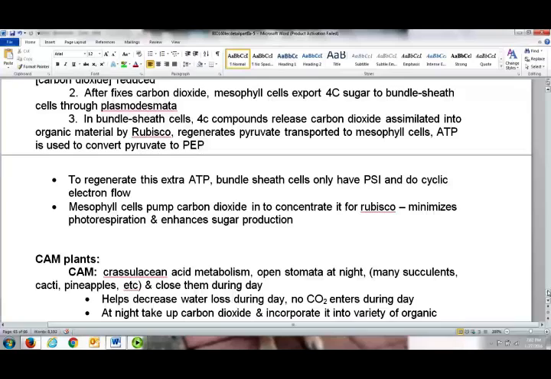So to do this extra ATP, the bundle sheath cells only have photosystem 1 and do cyclic electron flow. The mesophyll cells are going to pump the carbon dioxide in to concentrate it for the rubisco. So it minimizes the photorespiration and enhances sugar production.